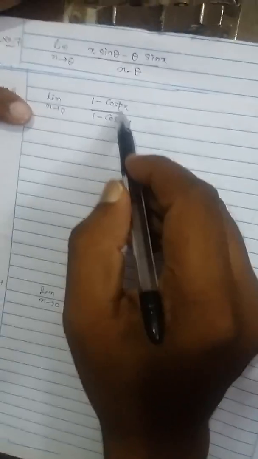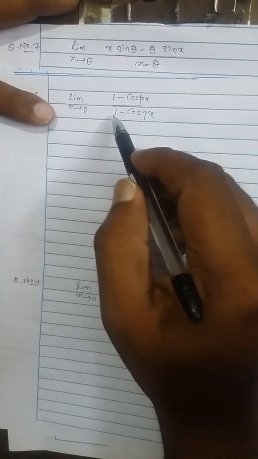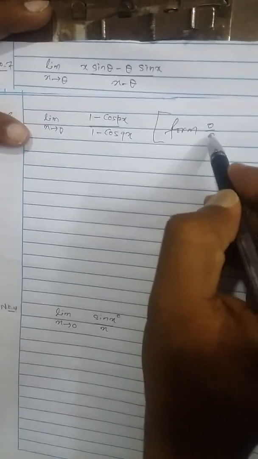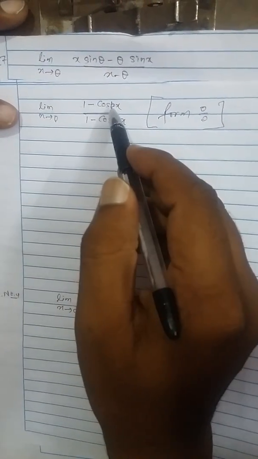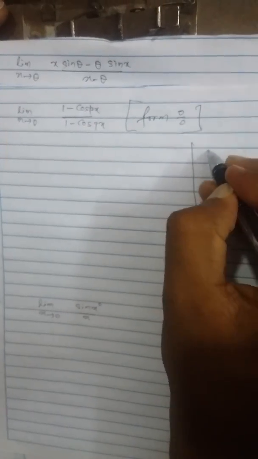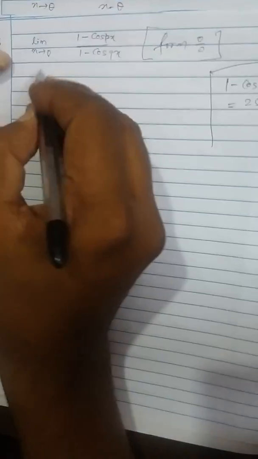The third question is, find the value of the limit of this function. If you substitute x equal to 0 here, then cos 0 equals 1, and 1 minus 1 is 0. The denominator is also 0. So this function takes the form 0/0 when x equals 0. Here we cannot factorize, so simply use the trigonometric formula that 1 minus cos theta can be written as 2 sin square theta/2. I am going to apply this formula to get the answer.